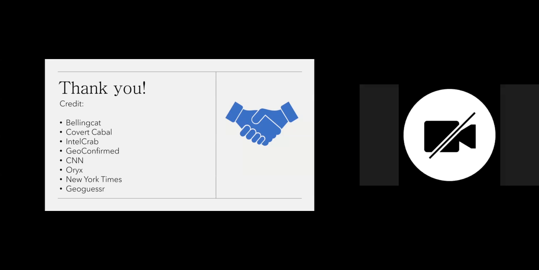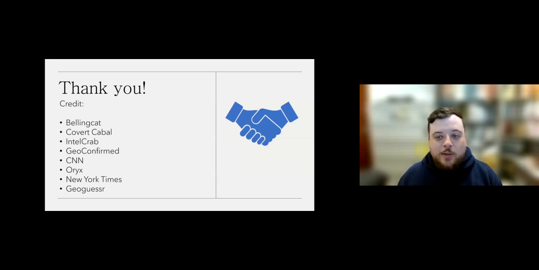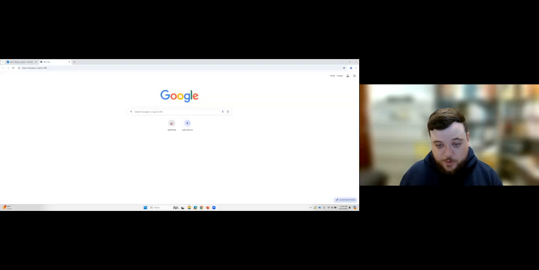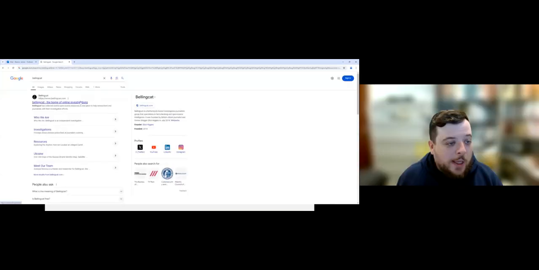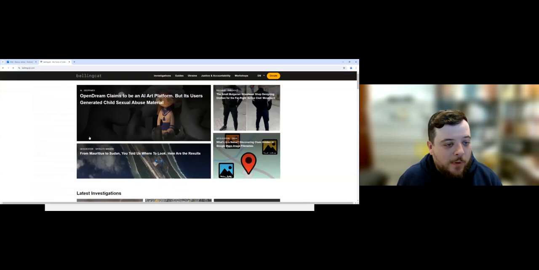Maybe could you share your screen as you go through Bellingcat so we can kind of see what that looks like? Yeah, sure. So let me switch screens here. Let's share my screen. All right. Can you see my screen here? Yep. Okay, perfect. So it is just bellingcat.com.